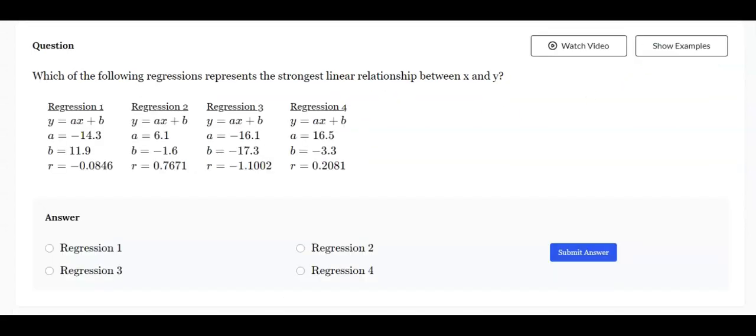This one is asking for the strongest linear relationship. So strongest is closest to a 1, either a negative 1 or a positive 1, but you can never be over or past that number. So this one is not even possible. So the number that is closest to 1 is 0.76, so that's regression equation 2.